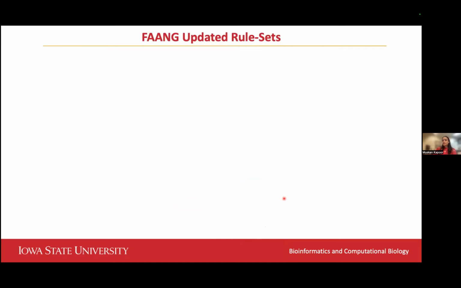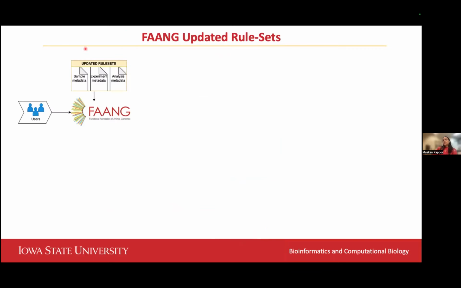So this is an in-depth discussion of the previous steps discussed. First, users or the experimental biologists submit the data to the FANG data portal. In the FANG data portal, we updated the rule sets according to the single cell rules, which were namely sample metadata, experiment, and analysis metadata.